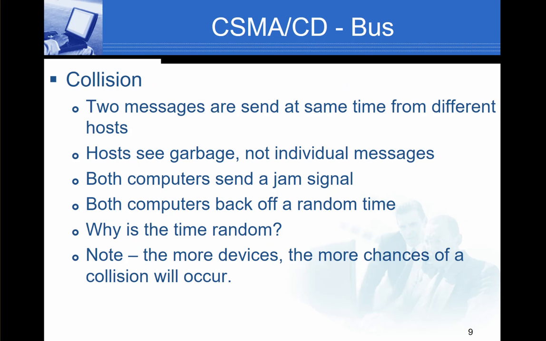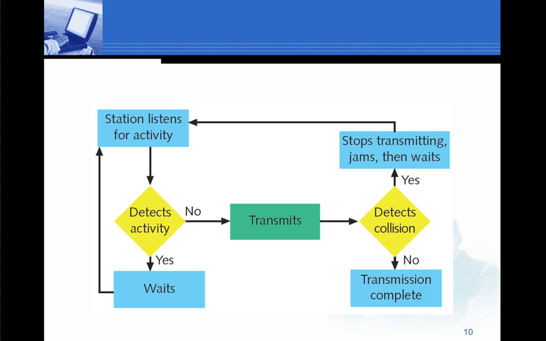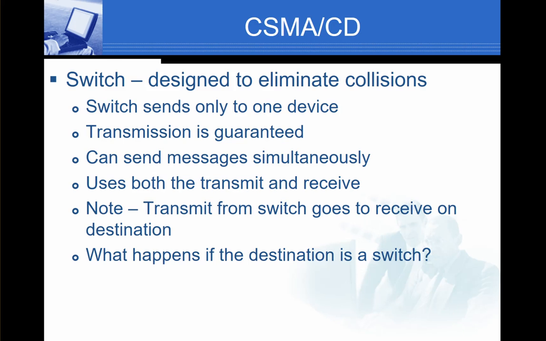So collision, the two messages are sent at the same time. Host sees garbage, not individual message, and it's going to send a jam signal. Both of them will, which will mean the computers are going to back off for a random time. So maybe one would be time A and one would be time A plus 1 millisecond. And what will happen is, as long as nothing is on the wire being transmitted at that time, then it's going to transmit. So here is a flow chart of how things go.